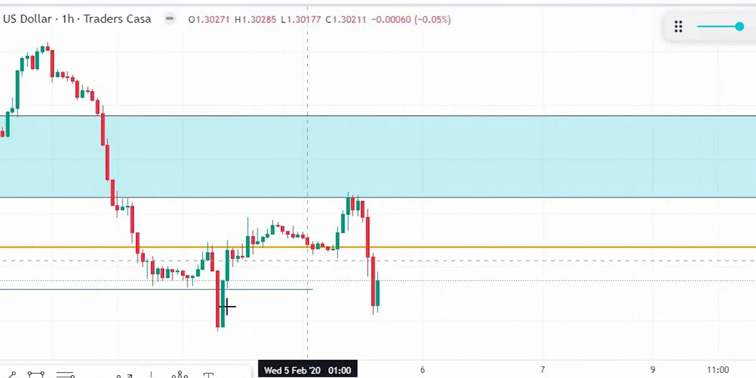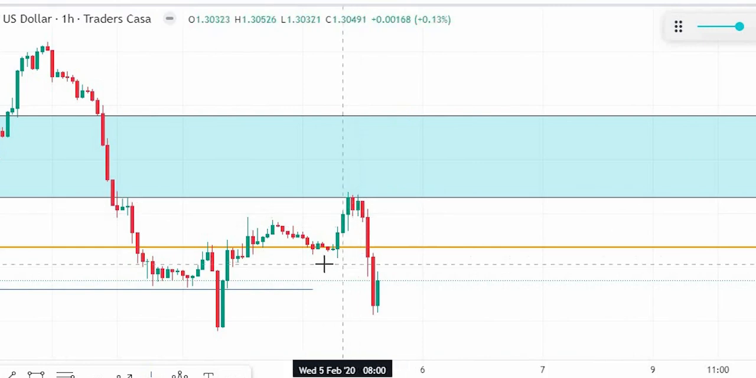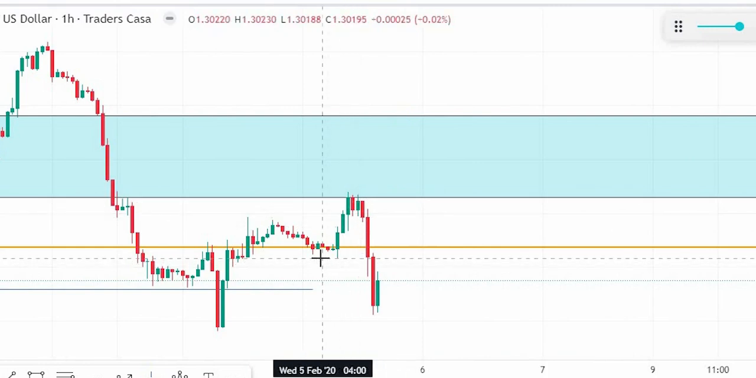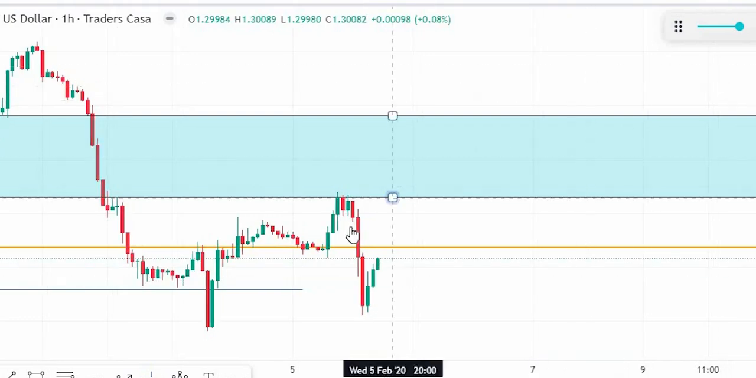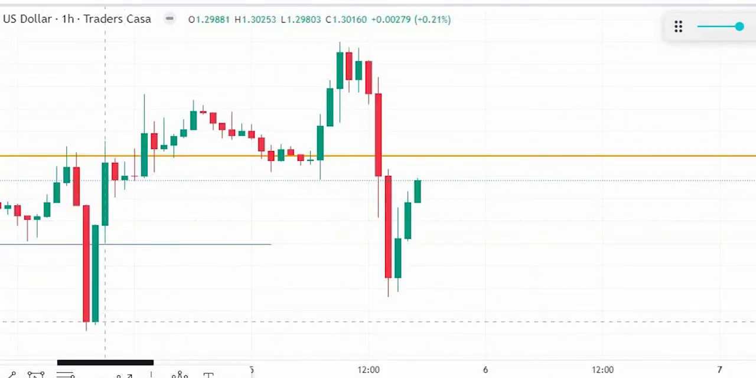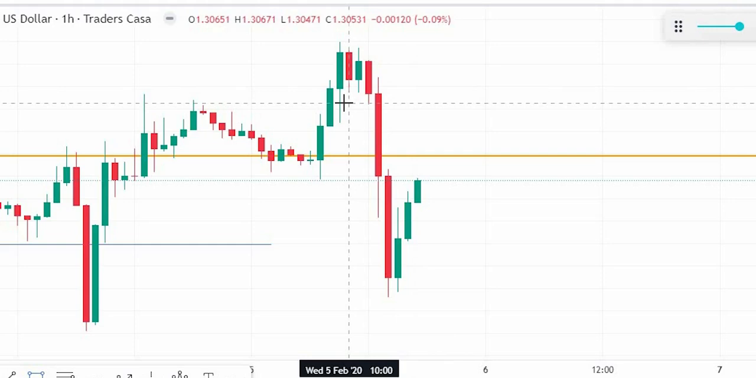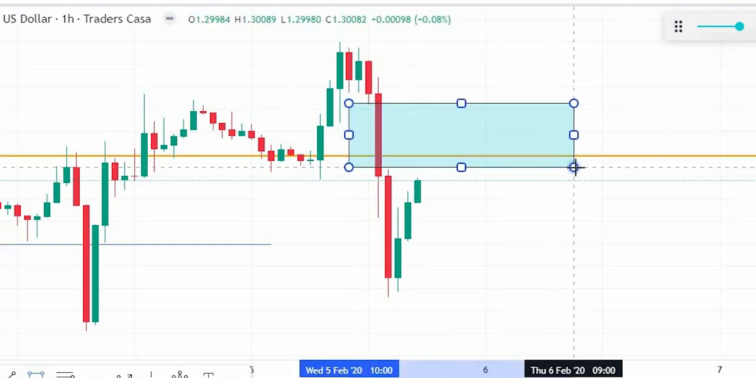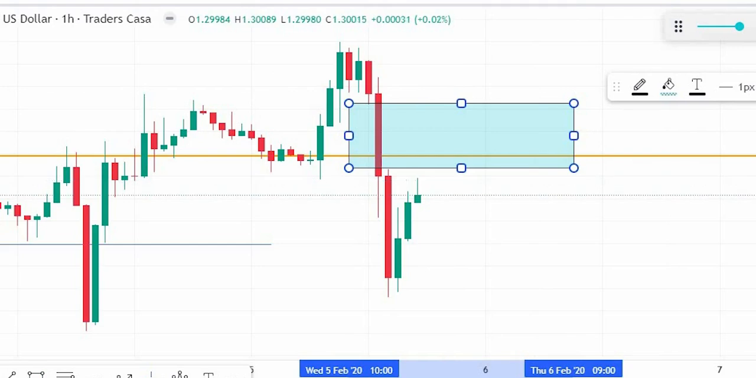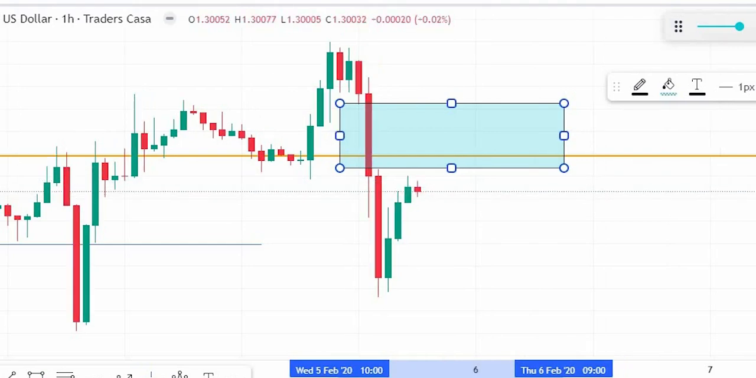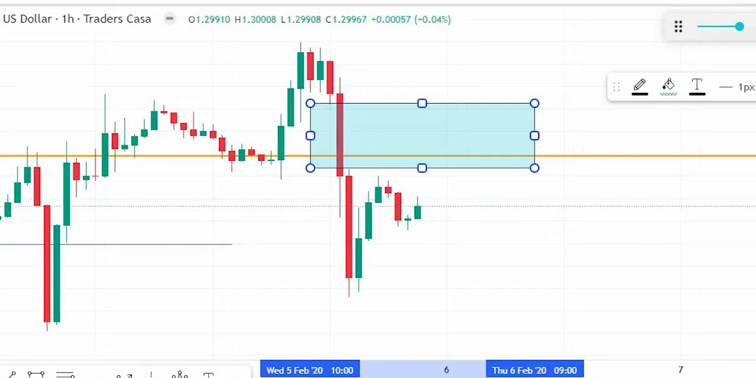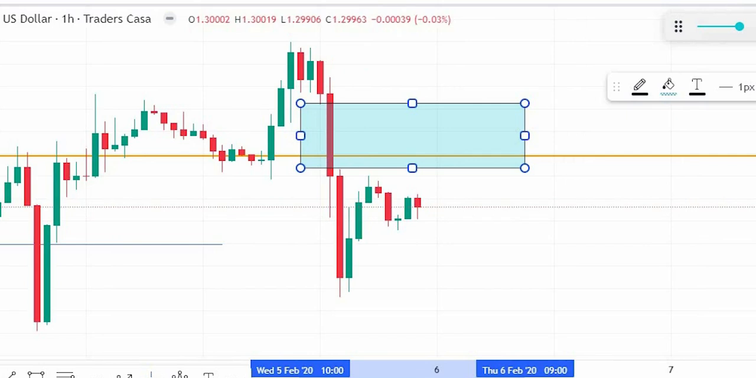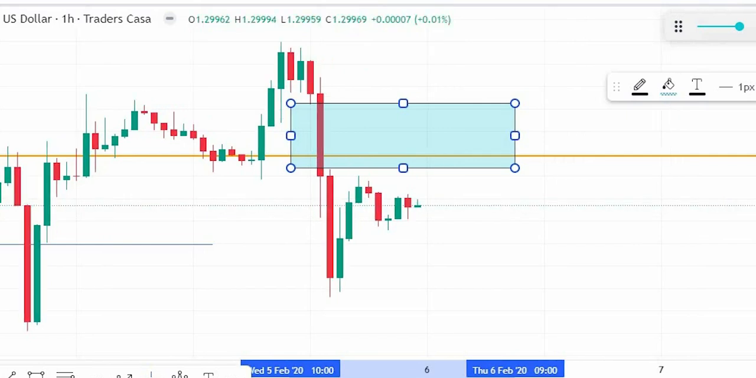We have a change of character right here. The market was going upward, and we have a break of structure right there. So I'm going to wait for a pullback also, because we don't want to just enter. Now we have another fair value gap, which is right here. Once the price enters this fair value gap, we are going to go for a sell. Alright, let's see.